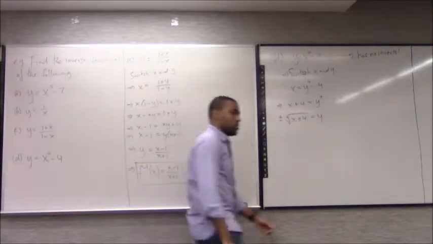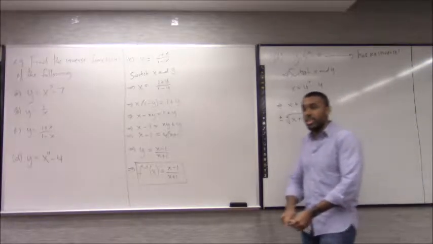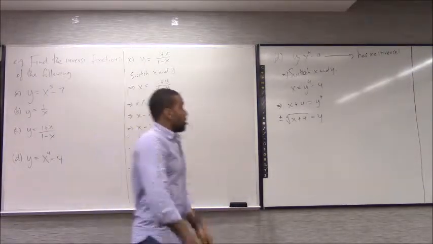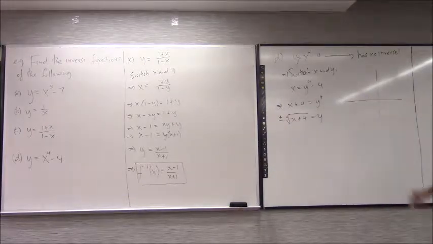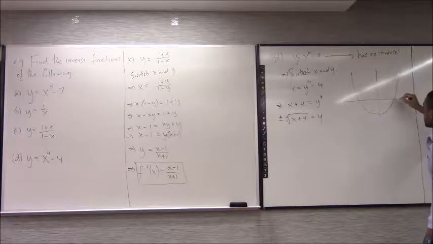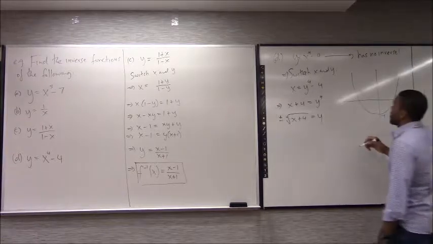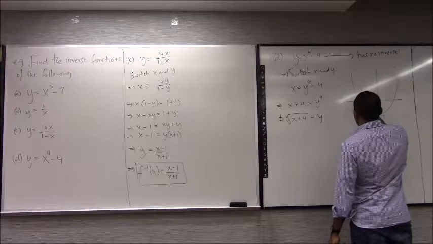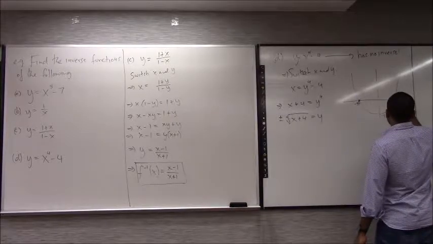Could someone tell me some ideas on how we could fix the situation? Let's say we want to find some sort of inverse in some sort of context. Yep? You could restrict it to only x greater than 0. Okay, so this function looks like a parabola shifted down 4, where this here would be the negative fourth root, or positive fourth root.